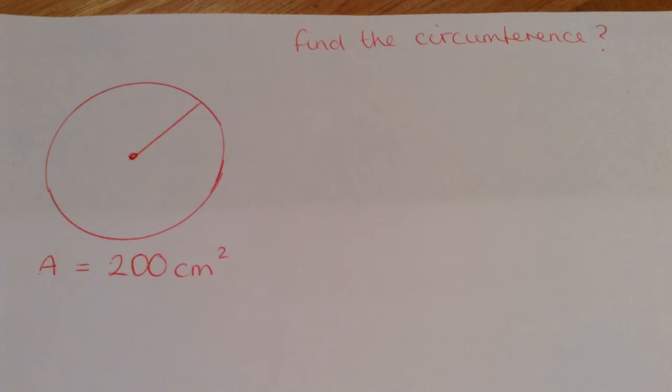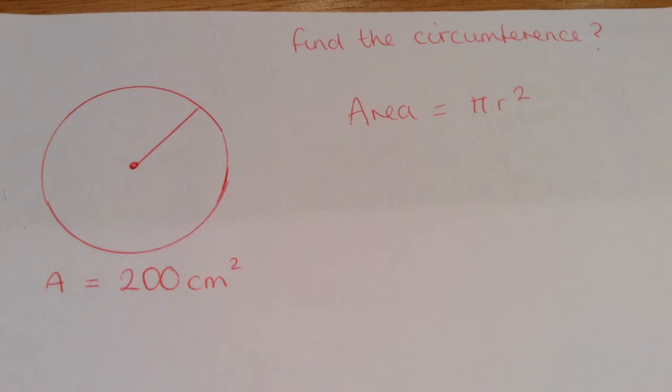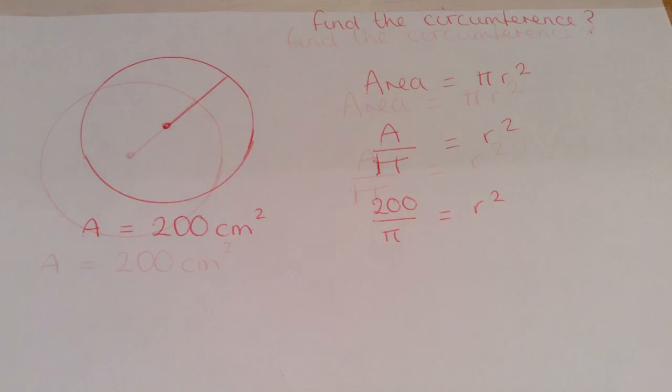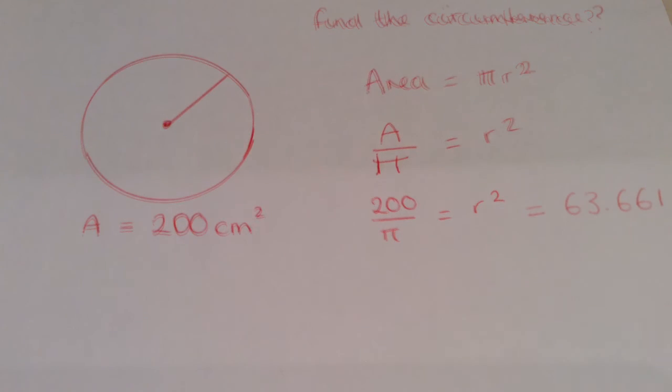Okay, we're now going to look at an example where we've got an area and we're going to work backwards to find the circumference. So the same thing again, our area is going to be pi r squared. We can rearrange this to make our area over pi, which will give us the radius squared. If we substitute in the 200 that we've been given for our area, we divide that by pi, and that will give us our radius squared, which is 63.661, and it goes on.